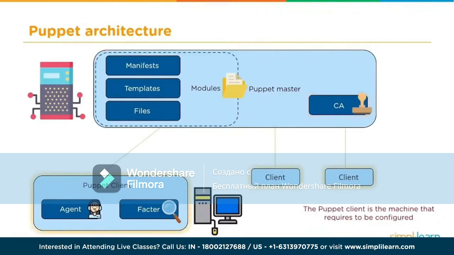Our next component, Puppet client. Of course, these are the systems that require to be configured. Agent is a service installed on the client. The agent is solely responsible for all the communication between the master and the client. And finally, we have Factor. Factor is responsible for collecting all the data about the present state of our clients and sending this data over to the Puppet master. At the master, this data is compared against the manifests, which are your code files, and then these manifests are sent over to the client depending upon the results of this comparison.